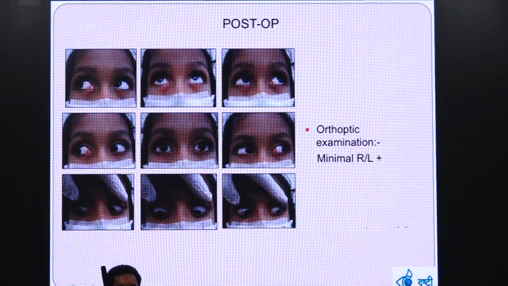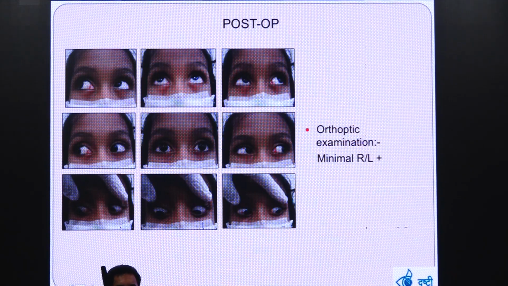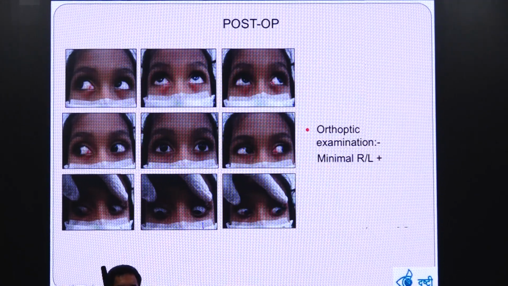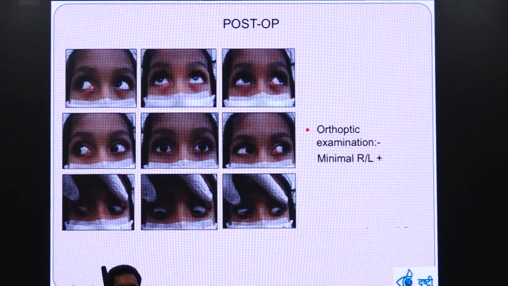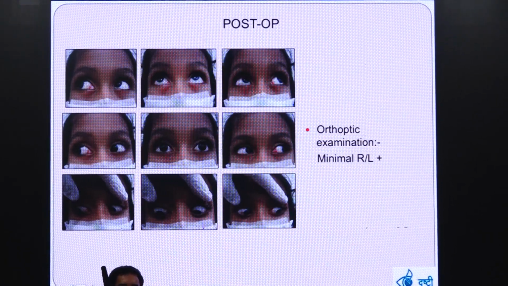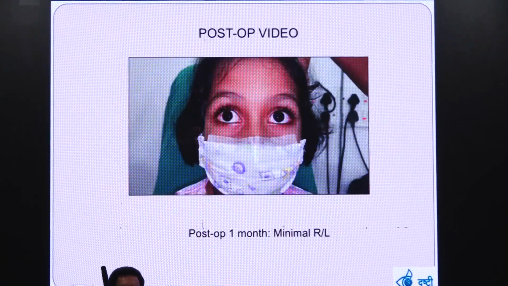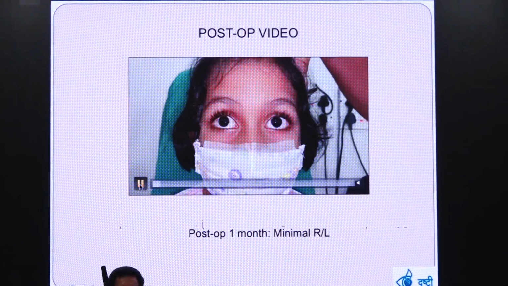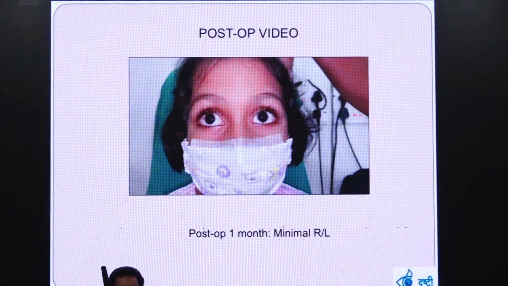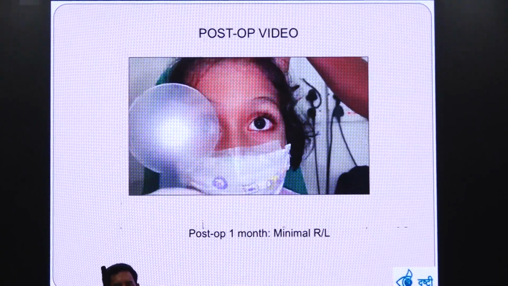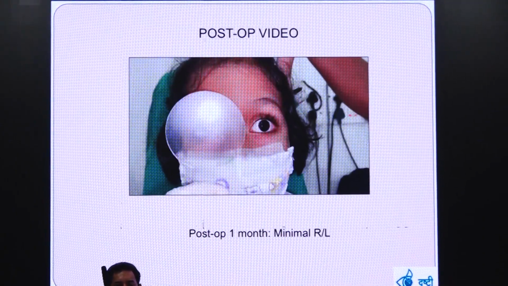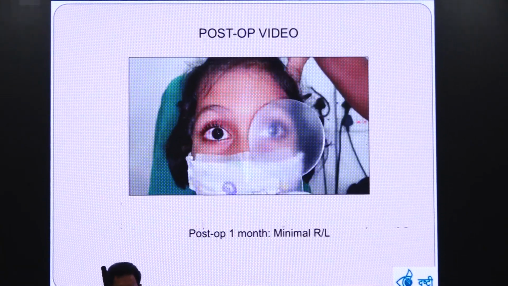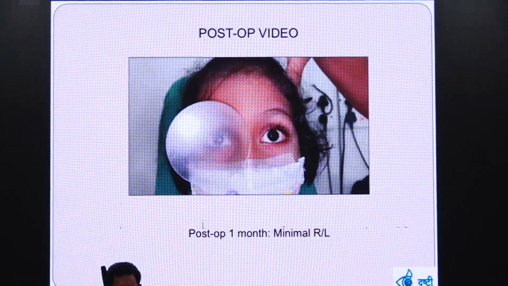So then she underwent a nasal transposition of inferior oblique, and this was the orthoptic examination after the second procedure. So this is the video after second surgery. Still there was minimal R by L, but she was much better than before. We thought there could be some element of DVD too in this case along with inferior oblique overaction.